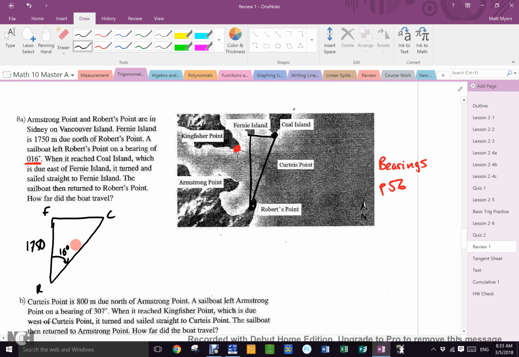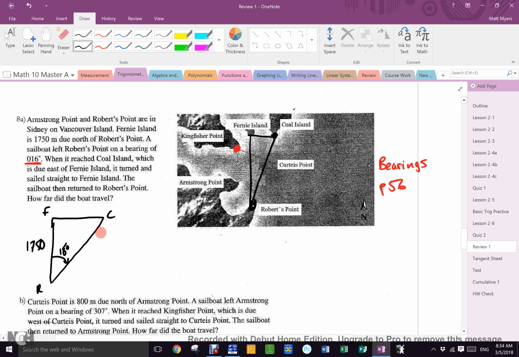You must do trig how many times? Once. You must do trig once. And then you can find the third side with Pythagoras if you wish, or you can find the third side with trig again. Totally up to you. Which side do you have to find now? Does it matter? No. If I want to find the hypotenuse, then I'm using cos. If I want to find Coal Island to Fernie Island, I'm using tan. It doesn't matter, does it?